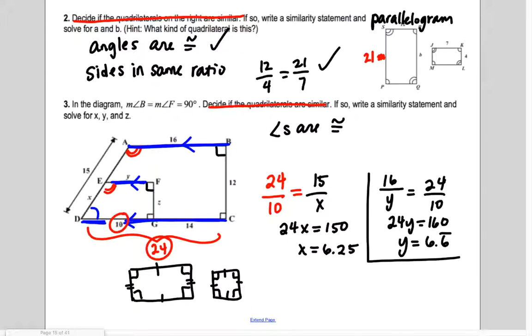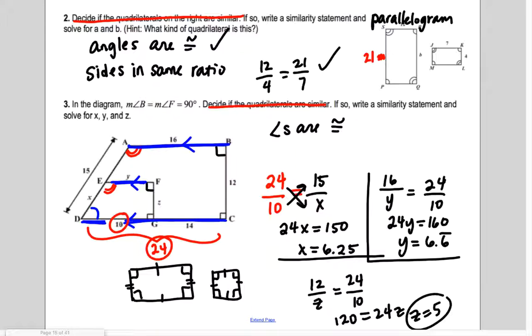And then the last one is z, right? If I'm finding z, I'm going to do 12 over z equals 15 over, not 15, I could do 15 over x. But I'm going to do the 24 over 10 still. Use the nice numbers, the ones you had originally. That's always nice when you use original numbers instead of ones you found along the way. Where did I get the 150? I did this. Remember the cross multiplication. So I think I get z equals 5 here. So we have x, y, and z.